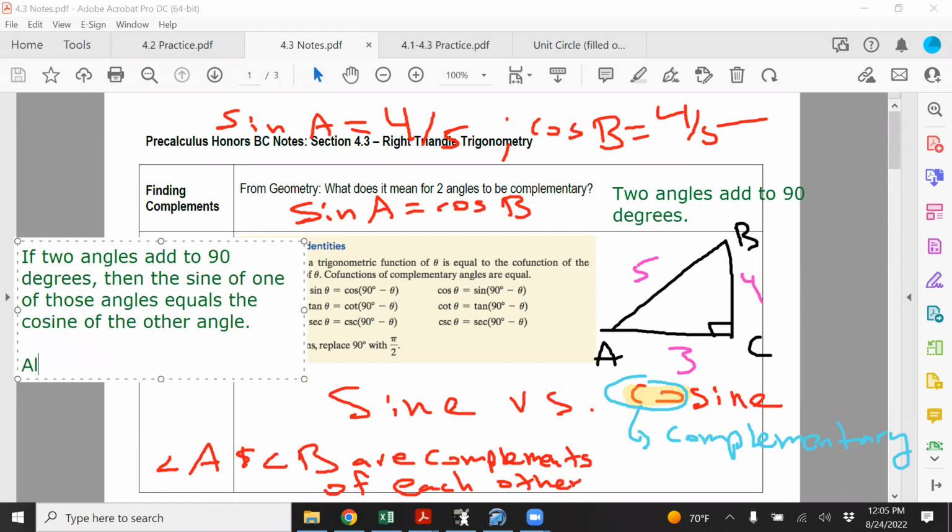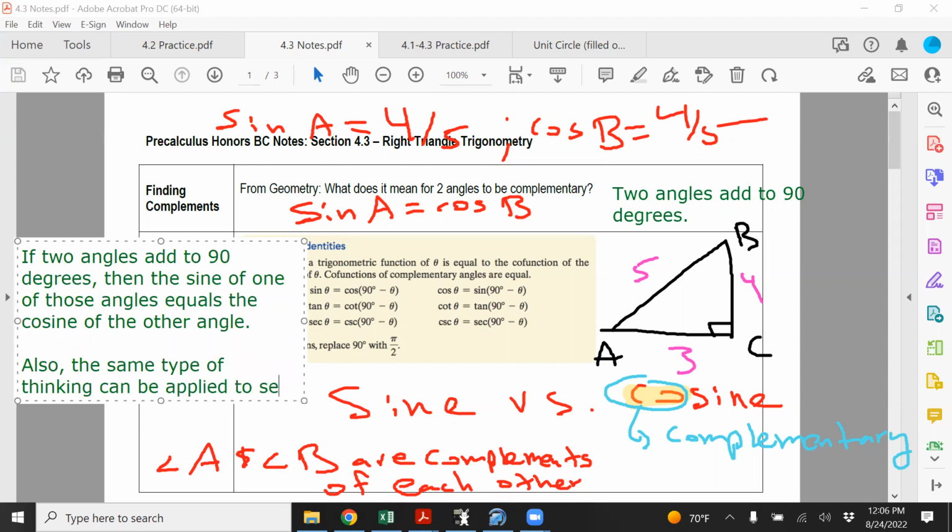Also, the same type of thinking can be applied to secant versus cosecant, and tangent versus cotangent. The same thing applies there as well, because the co is abbreviated for complement, right? Not just the C, the whole co is just abbreviated for complement. So does that make sense?